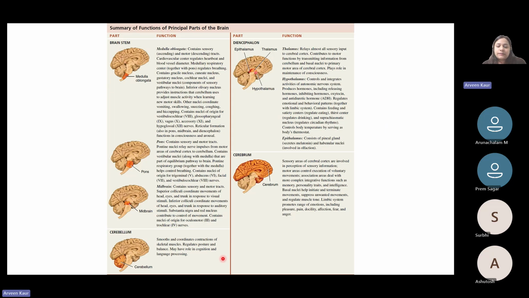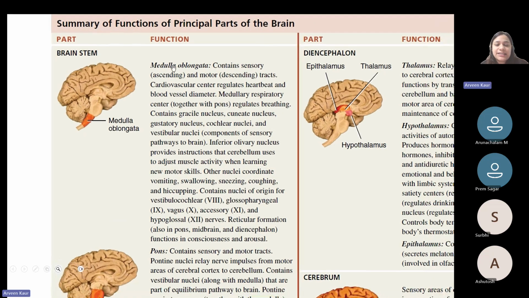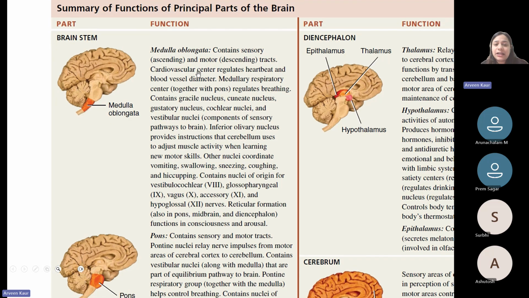Individually, we have not gone into understanding these cerebral regions as of now, but we will understand this. Let us revise the other parts, right? So brain stem, if we just zoom into this, brain stem contains a medulla oblongata. It contains sensory, ascending, and motor tracts. Cardiovascular centers regulate the heartbeat and blood vessel diameter.